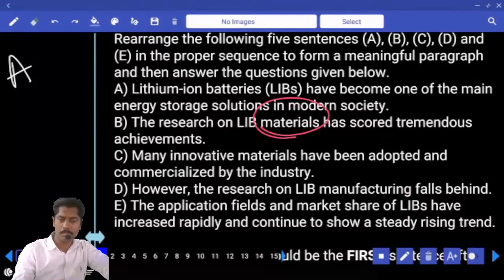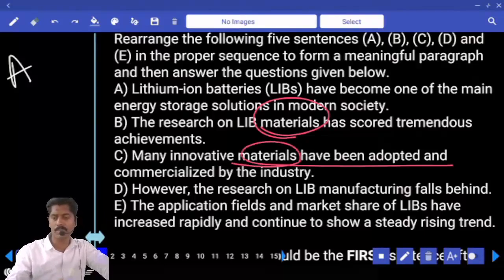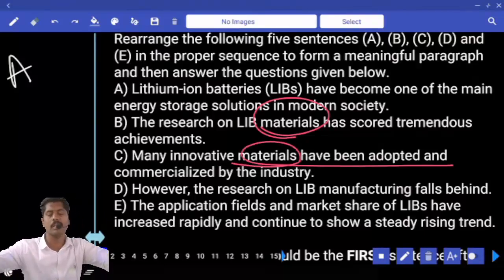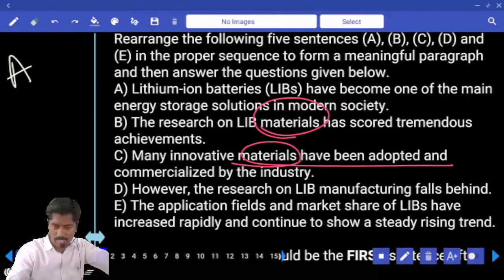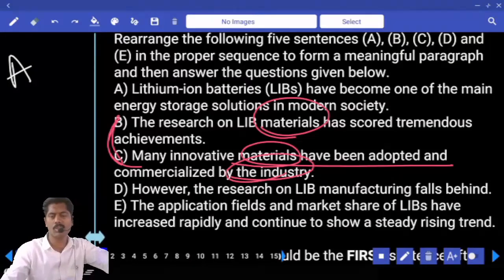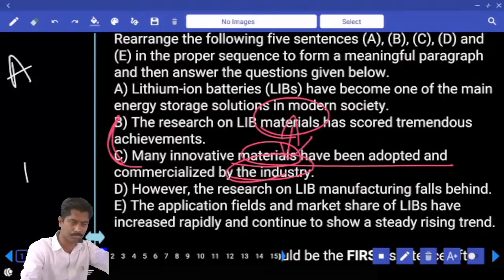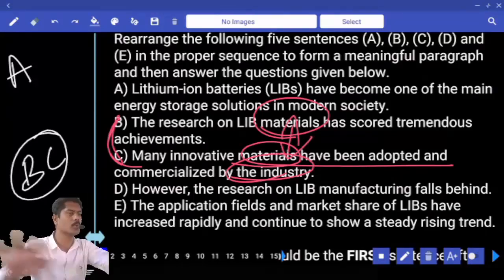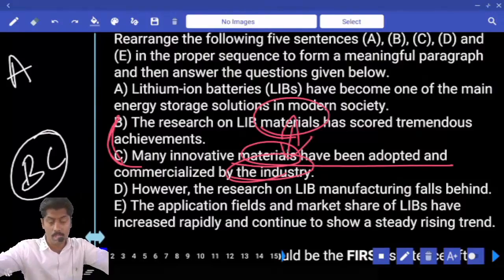And look at C, many innovative materials have been adopted. Adopted means taken. They've taken and commercialized by the industry. Which industry? This industry only. Can I pair BC because of materials? I'm just pairing them. I don't know where they come or where they belong.